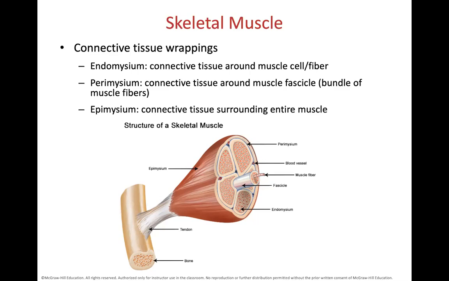If we go one level down, the perimysium is wrapping these fascicles. And remember, the fascicles are just bundles of cells. So a bunch of cells bundled together is a fascicle. The perimysium is wrapping around that bundle and keeping the fascicle together.